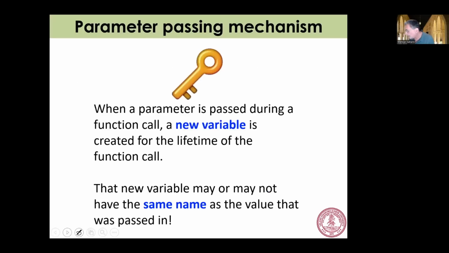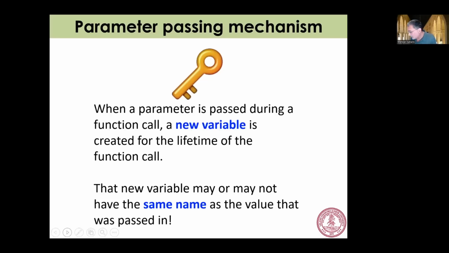And the way you want to think about this is that when we are passing a parameter during a function call, a new variable is being created for the lifetime of the function call. Some new variable gets created to store that value that's being passed in. Okay, and that's going to exist as long as the function's executing. But when the function's done, that's going to go away. And so if we want to have that value reflected back in whoever called the function, we need to return that value back to whoever called the function.